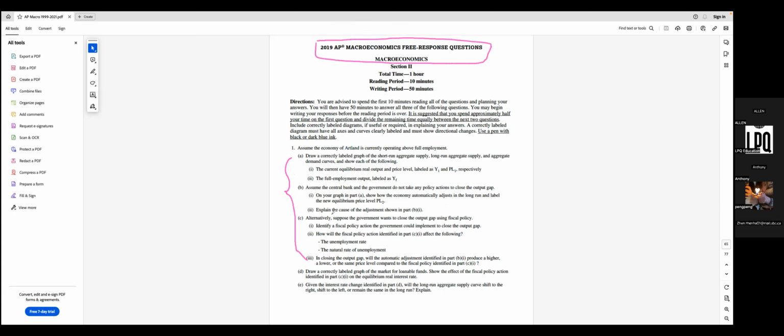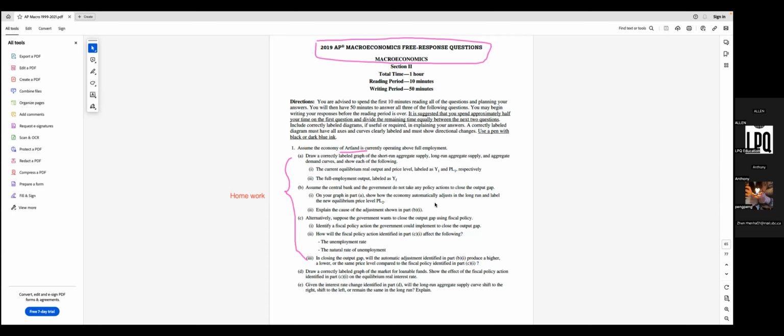In this other case, you can do the same thing. You can finish A, B, C, and for question C, including number one, number two, number three. Very, very similar. For question A, you just do the graph. For question B, you just analyze how the short-run GDP can go back to the potential GDP.